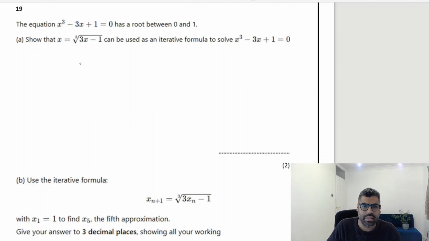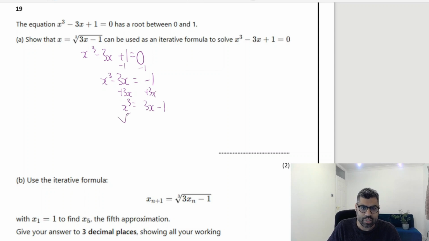Okay, so the given equation is x cubed minus 3x plus 1 equals 0. So we need to rearrange this essentially to make x the subject. Let's start off by isolating the x cubed. So we're going to do minus 1 to both sides, which gives us x cubed minus 3x equals minus 1, then add 3x to both sides, which gives us x cubed equals 3x minus 1. Then we simply cube root both sides, and we have x equals the cube root of 3x minus 1. So we've now rearranged it and it's valid, and we can then use this formula for the iteration.